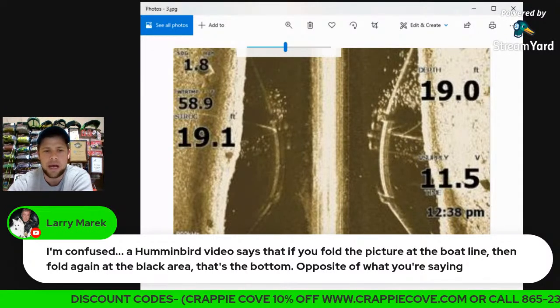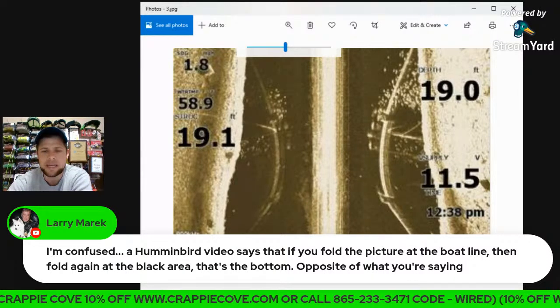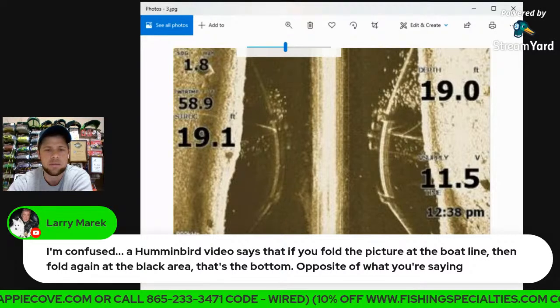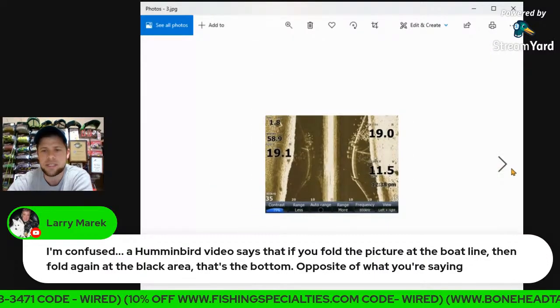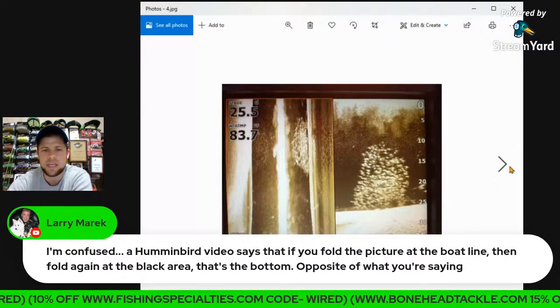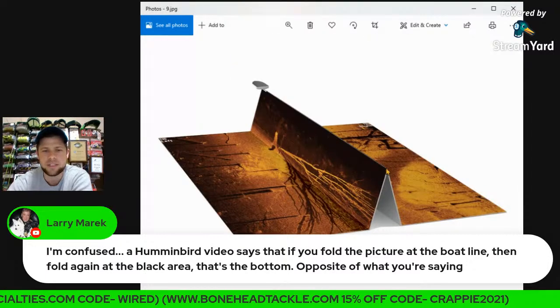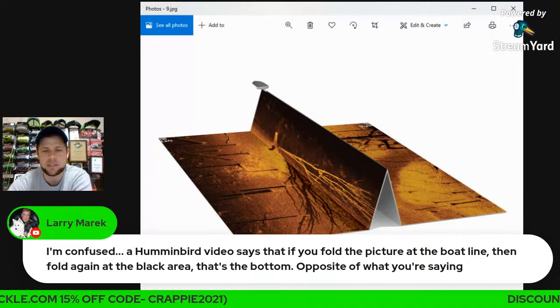Okay, that's why this black area spans out here to 23 feet on either side, because it's a cone. Okay, that makes sense? So again, that's why this is folded the way it is, because there is a cone that comes down with that down imaging transducer, and that area is what you're looking at.